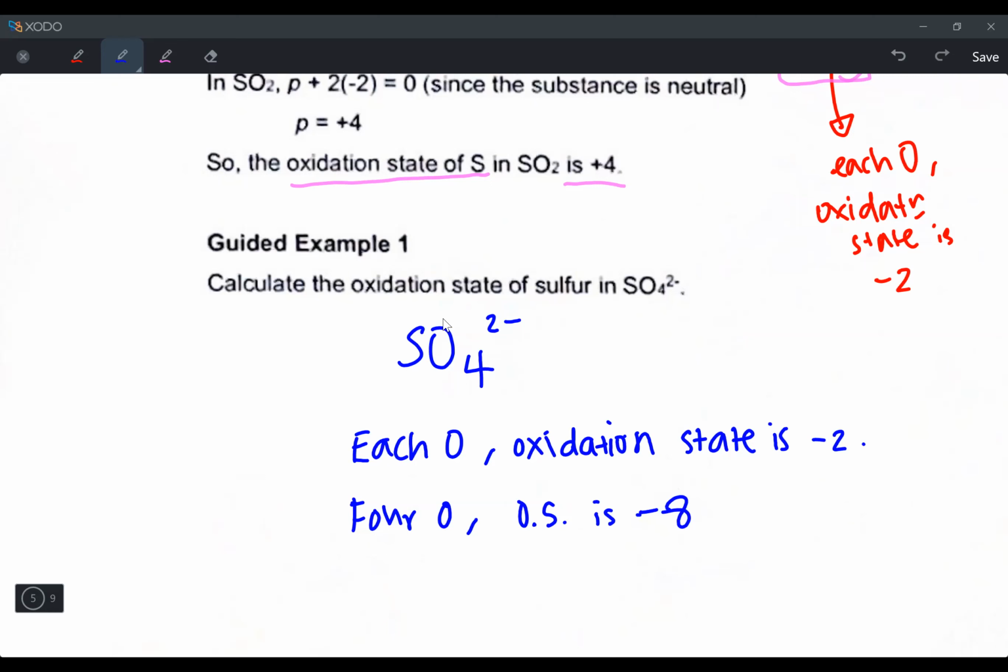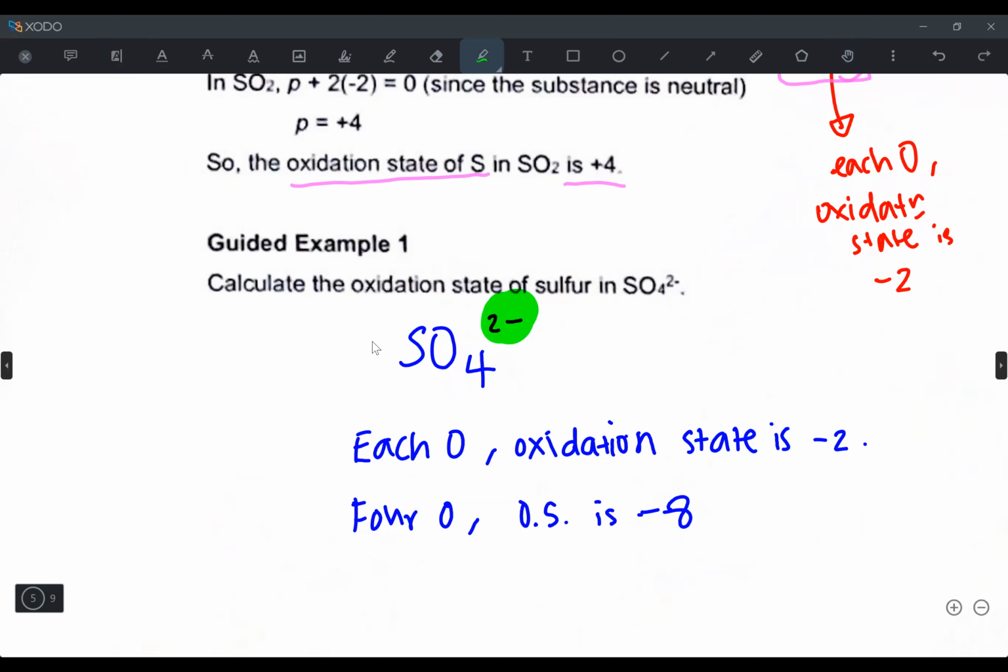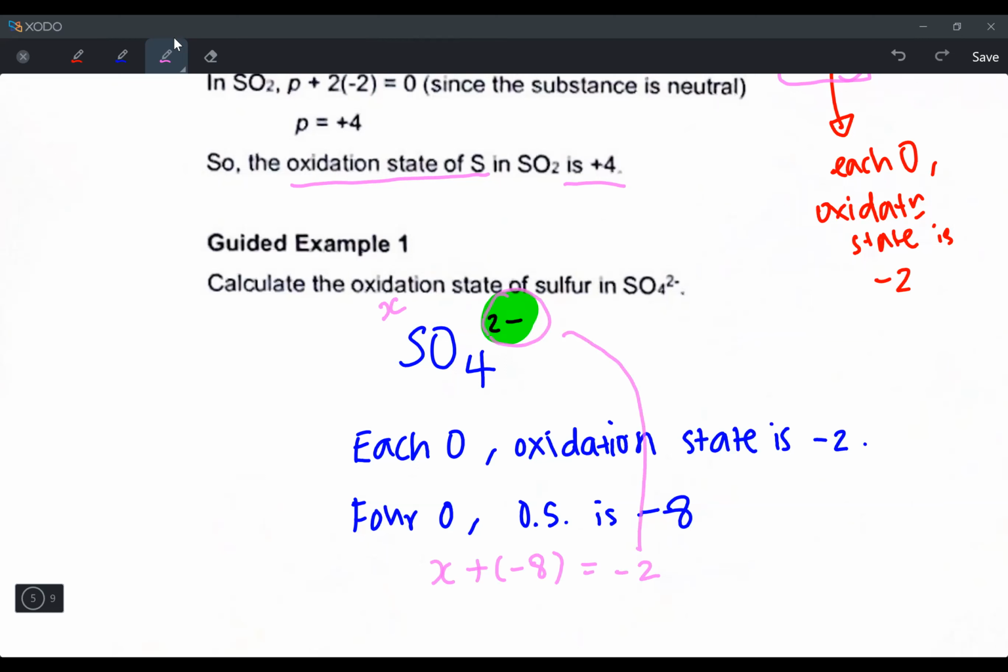But this one, the charge is 2 minus. That means this one is not a compound, it is an ion, so overall there is a charge, and the overall charge is -2. So let the oxidation state of sulfur be X. Then X plus -8 will give -2, because the overall charge is -2. That's why there is this -2.